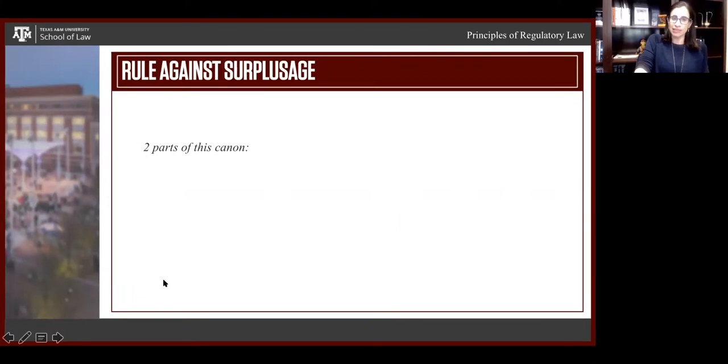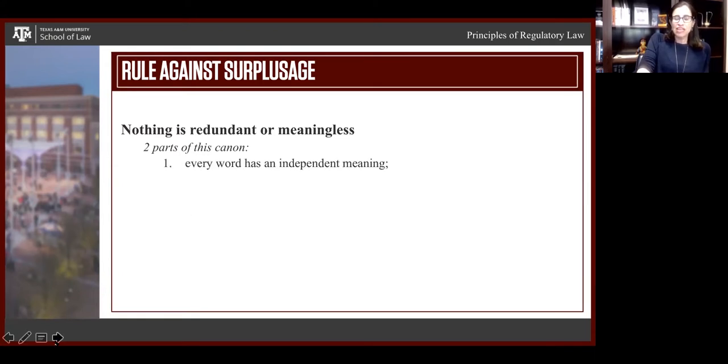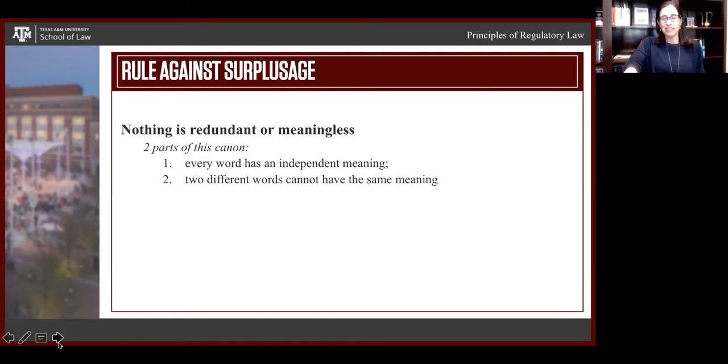Another linguistic canon is the rule against surplusage. Surplusage just means extra stuff. So there's, again, two parts of this canon. We don't want to have anything that is redundant or meaningless. So what that means is every word should have an independent meaning, and two different words should not be given the same meaning.